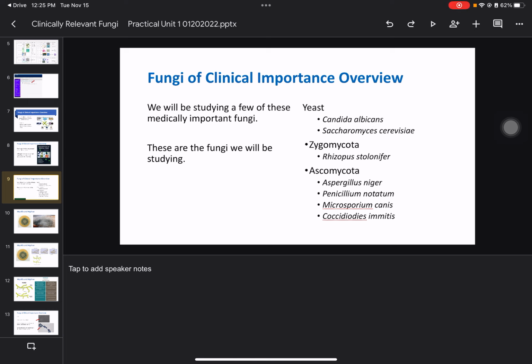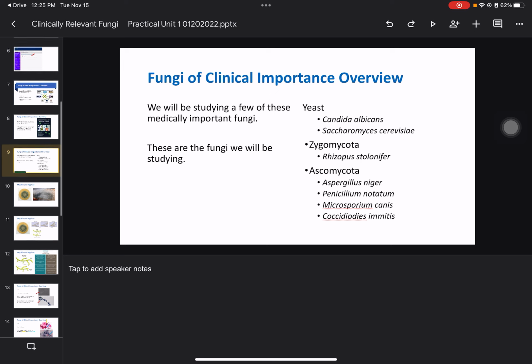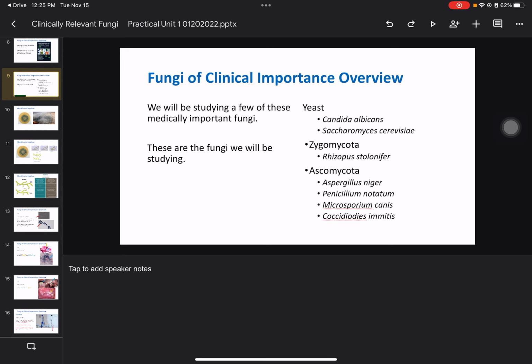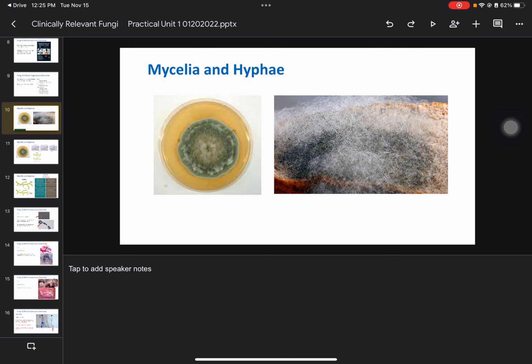And then the ascomycota, which are the most important group. I've selected 4 organisms to be representative for the group. And so that is Penicillium notatum, Aspergillus niger, Microsporum canis, and then my favorite, Coccidioides immitis. Okay? And so let's take a look at these so that I can show you how you can tell them apart very quickly. First of all, we look at yeast.